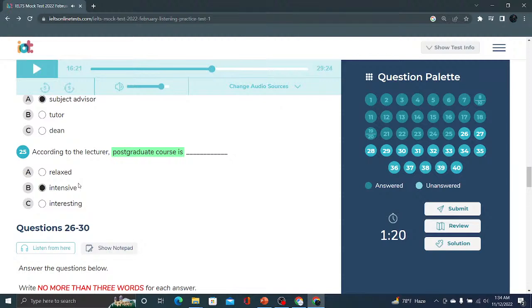I hope you got the answer. He said postgraduate course is intensive. Okay, so that's why the answer would be option B. Okay, he was saying that postgraduate course is very intensive. So that's why the answer would be option B.